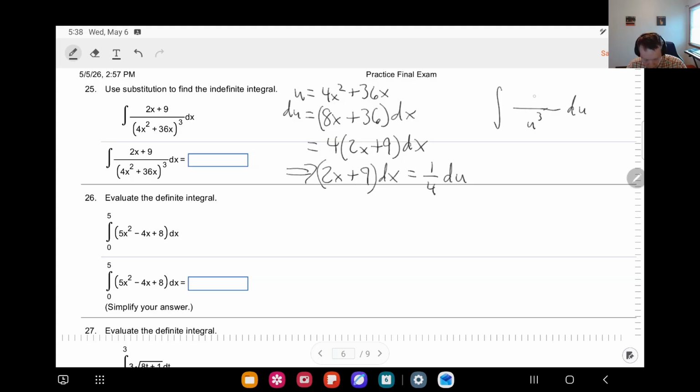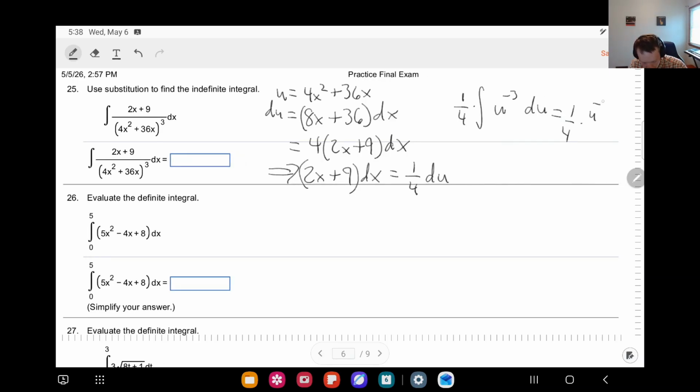So here's du. And let's just put the 1/4 outside. We can do that. And I'll go ahead and rewrite this 1 over u cubed as u to the negative 3, same thing. But this is easier to take an antiderivative of. So 1/4 times u, okay, I add 1, that's negative 2. Divide by negative 2, and plus c.